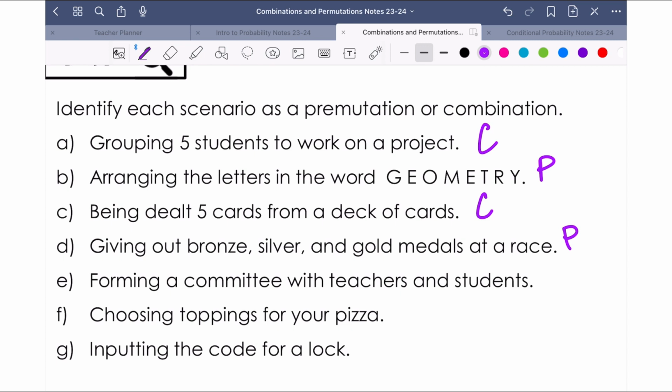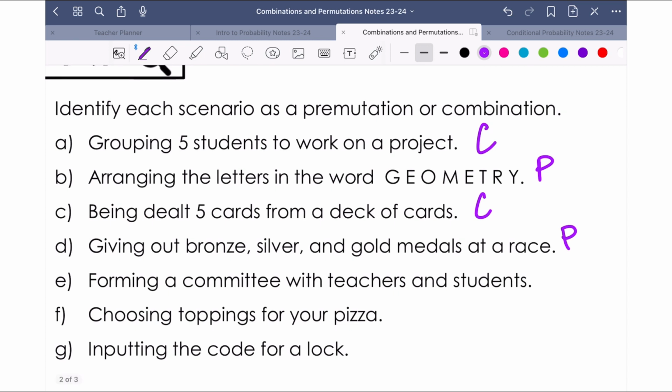Forming a committee with teachers and students. Does the order matter? Not really. I just need to know that they're teachers and students, but the order doesn't matter. What about choosing toppings for your pizza? This one's a little tricky because obviously you put the sauce first and then the cheese, but that's not what it's saying. It's just saying you're choosing toppings. When you're choosing toppings, it doesn't matter what order you choose them. No, so that's a combination.